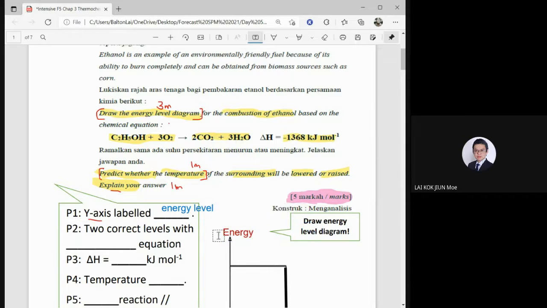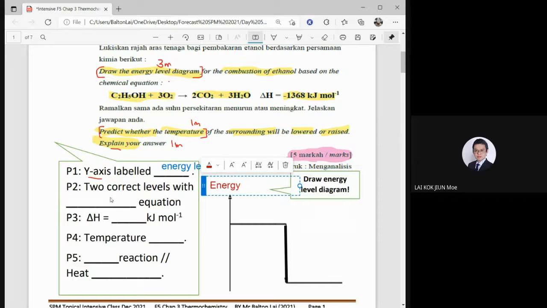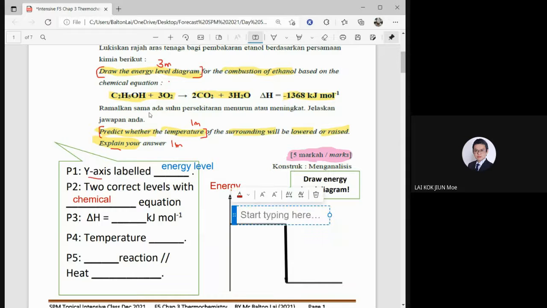So I draw it for you. For the second one, the diagram must show the chemical equation. Very good. So you have two things, the reactant and the product. You must give the balanced chemical equation, it must be correct. So what is your equation? You can follow the top one, right? So it is easy to get marks, you see. Just fill in the information, then you get the mark.